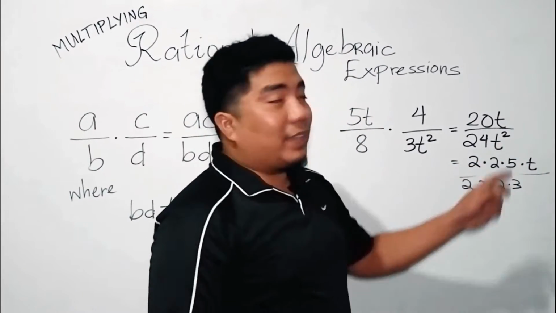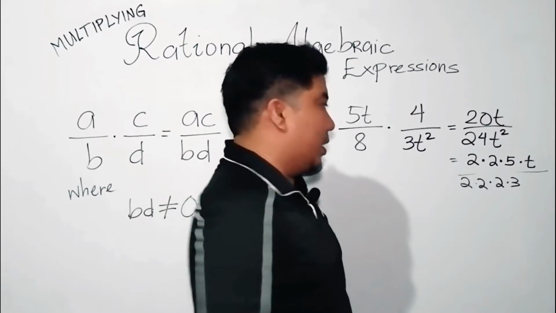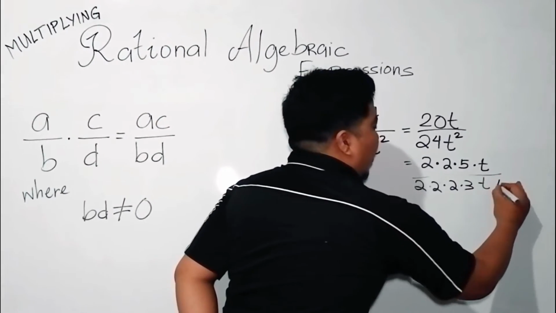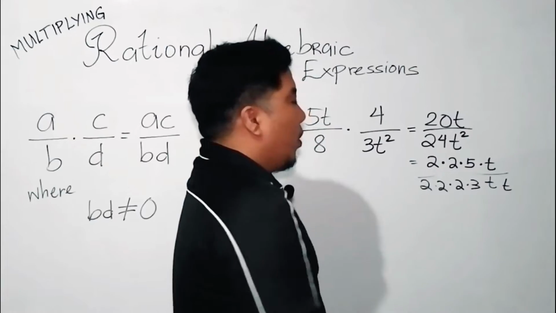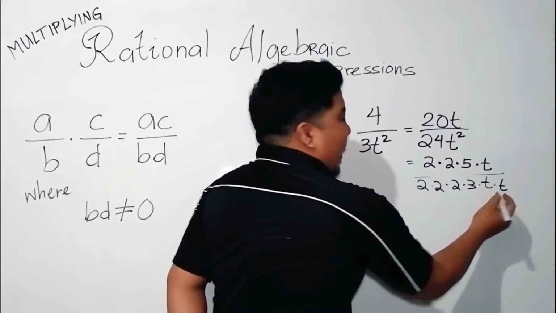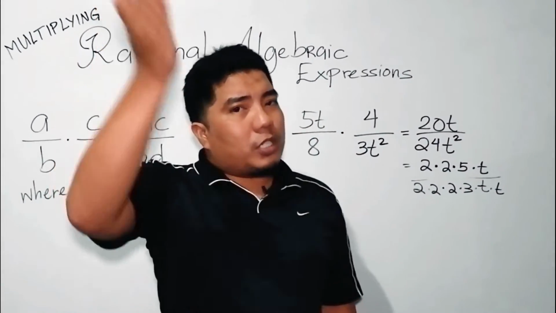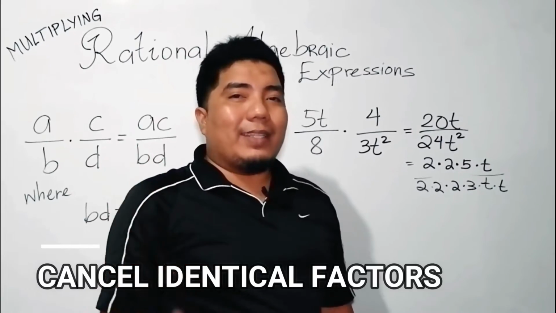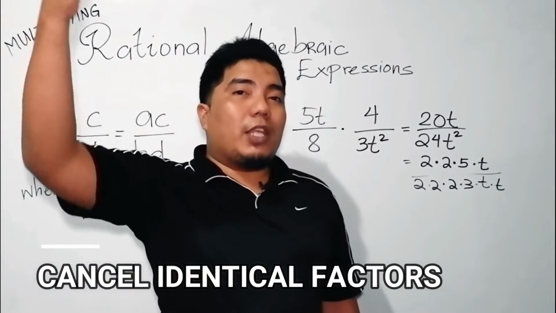Now, we have t squared here, meaning there are 2 t's. Having this kind of expansion, what you will do is you just cancel those identical numbers in the numerator and denominator.